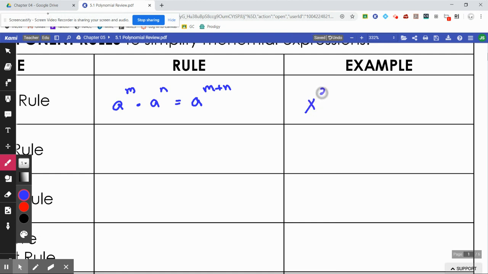Example, it would be like x squared times x to the third. You have 2 x's times 3 more x's, that's a total of 5 x's.